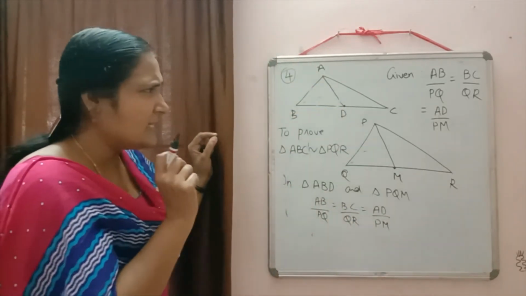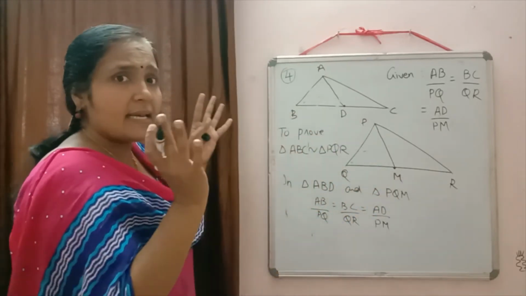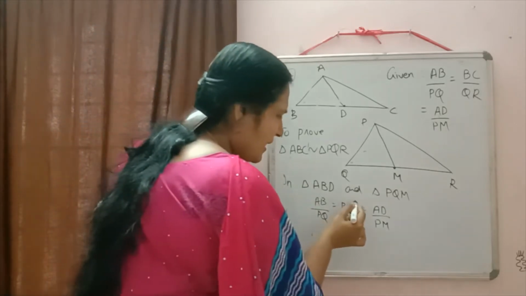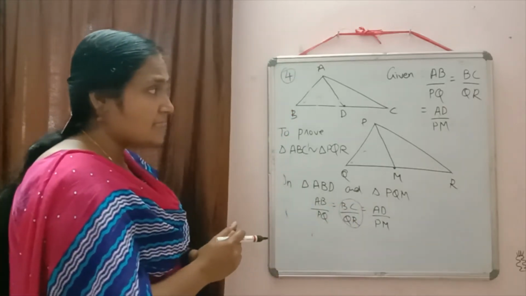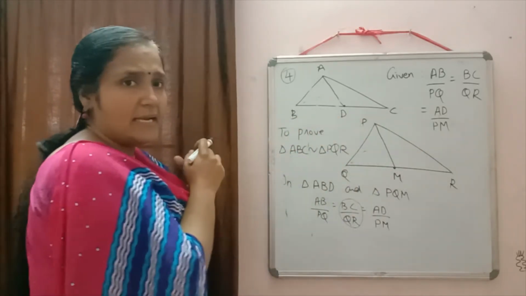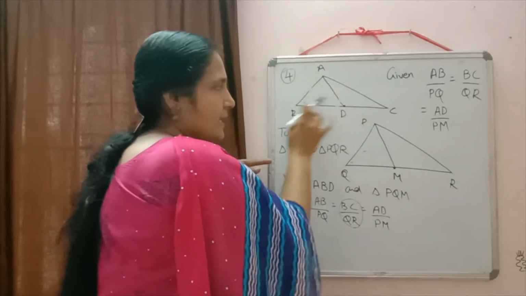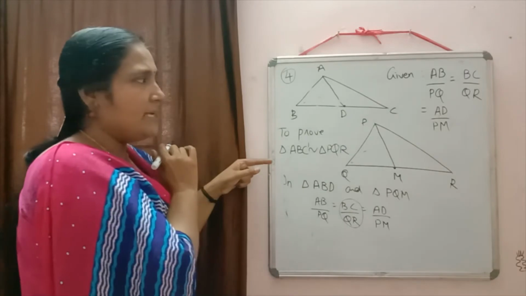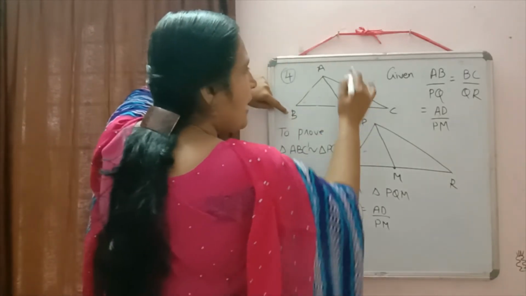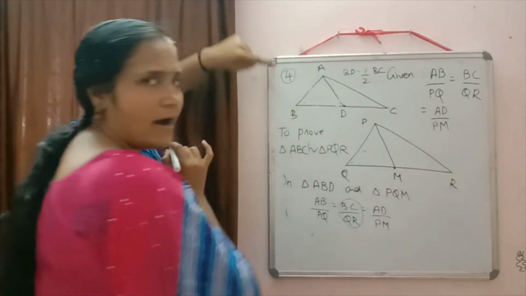Now which one do we need? We need BD by QM. If all sides are in the same ratio, then the triangles will be similar. So BC by QR we don't need; in place of this, we want BD. Is there any relation between BC and BD? Yes, AD is the median. So D is the midpoint of BC, and BD will be equal to half of BC. Correct?